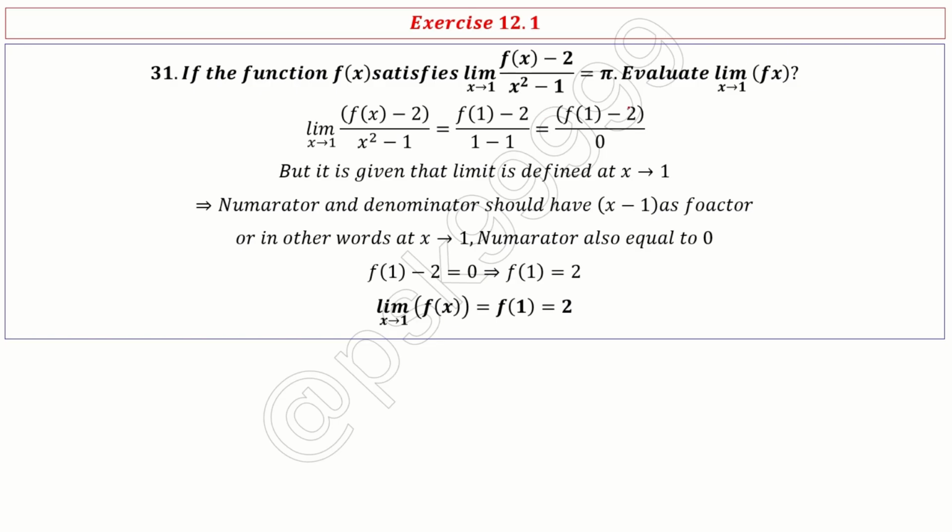That means you can cancel the x minus 1 term from both numerator and denominator. For that, the numerator also should become 0, right? So substitute: f of 1 minus 2 should be equal to 0. That means f of 1 is equal to 2. The limit as x tends to 1 of f of x is nothing but f of 1, that is 2, right? So this is how you should solve these problems. Next.